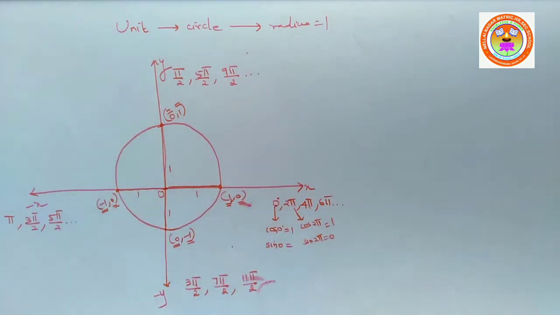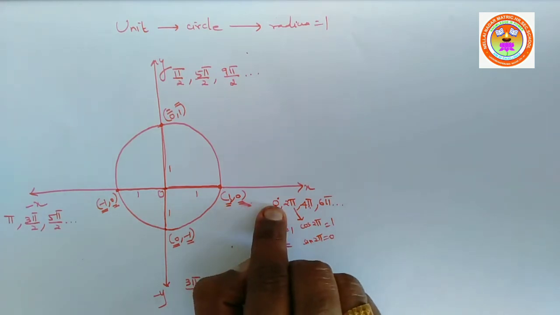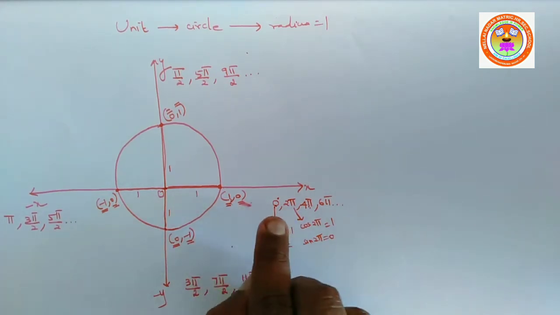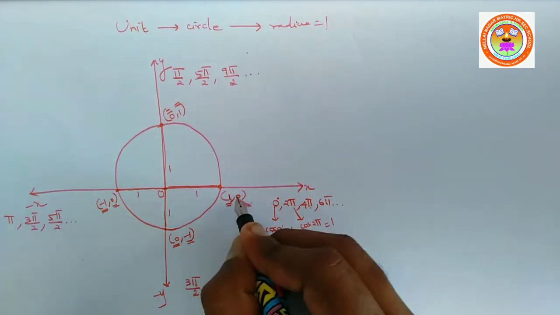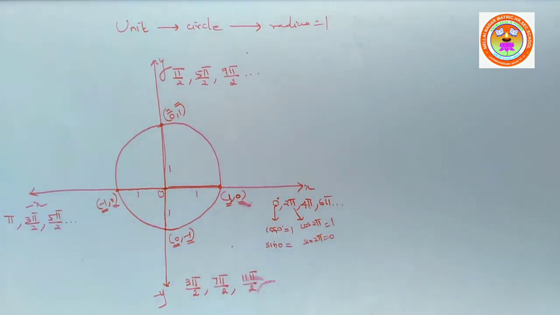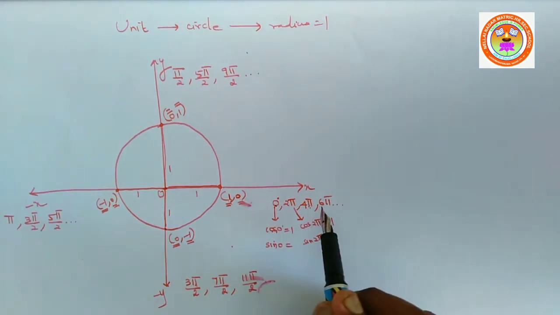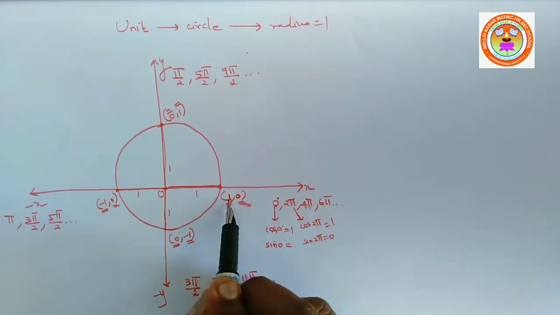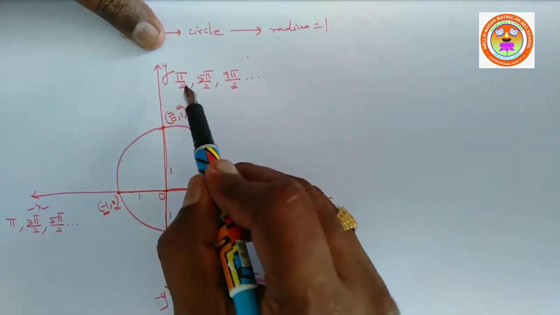Using this diagram, you can find all the values of pi. See, the first one is cos, the second one is sin. Cos 0 is 1, sin 0 is 0. Suppose cos 6 pi is 1, sin 6 pi is 0, that's all. The same procedure we can follow here.